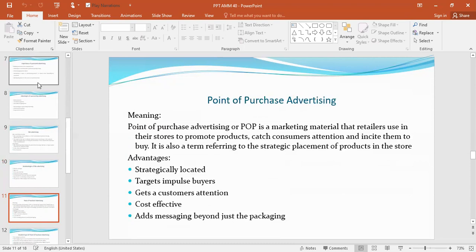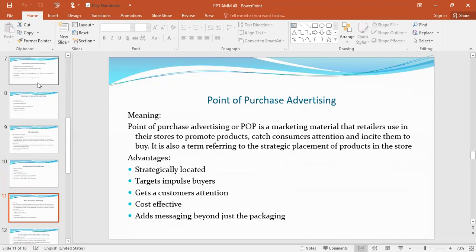Now let us know about point of purchase advertising. Point of purchase advertising or POP is a marketing material that retailers use in their stores to promote products, catch consumers' attention, and incite them to buy. It is also a term referring to the strategic placement of products in the store.